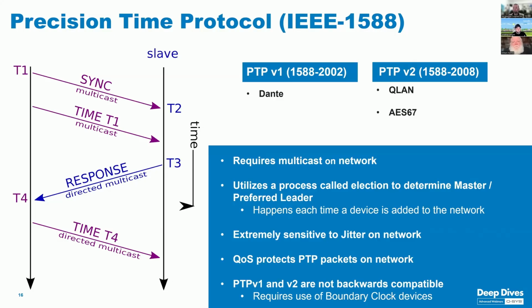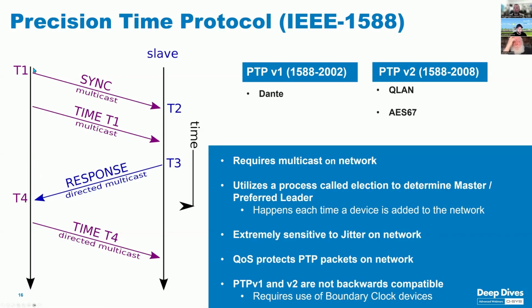And so with Dante, QLAN, and AES67, we have a couple of things to consider here. Dante is going to use one flavor of PTP, which is PTP version 1, and that's going to be designated as 1588-2002. So that designates that it is PTP version 1. And then we have other devices on the network, and even other Dante devices, that will speak AES67. So AES67 devices and QLAN will utilize PTP version 2, which is designated as 1588-2008.